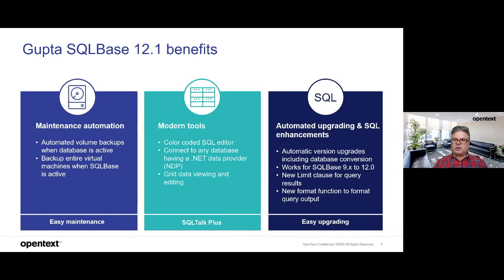So automated upgrading and SQL enhancements. I mentioned the automatic upgrades. They are really important for larger deployments of SQLBase where you have many customers or you have many subsidiaries that need to be upgraded. Then this works automatically with SQLBase 12.1. We introduced a new limit clause for query results. So basically you could say select star from company limit 10, and then it would only return the first 10 rows from the result set. And that feature is being enhanced in the 12.2 release as well.